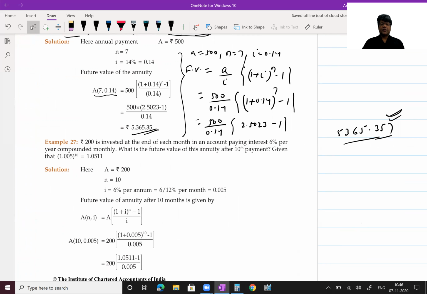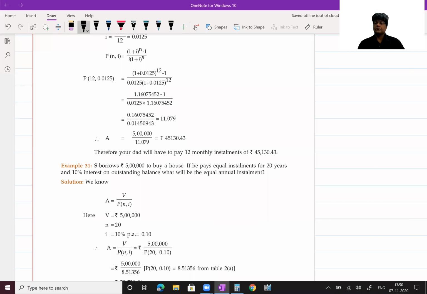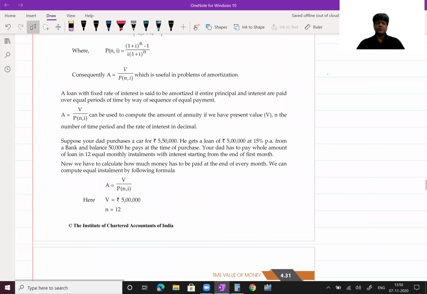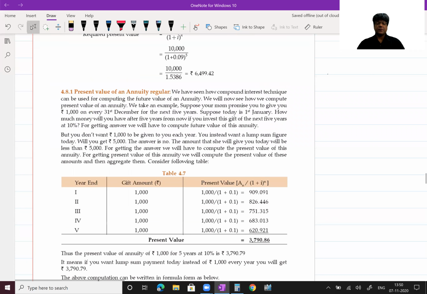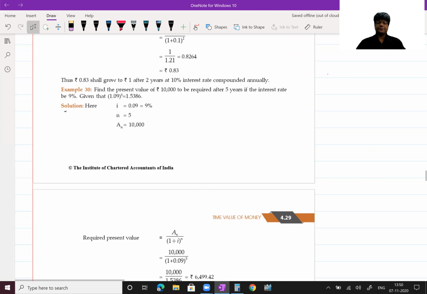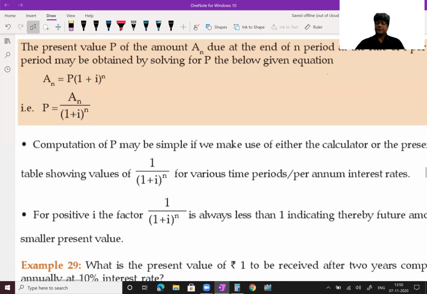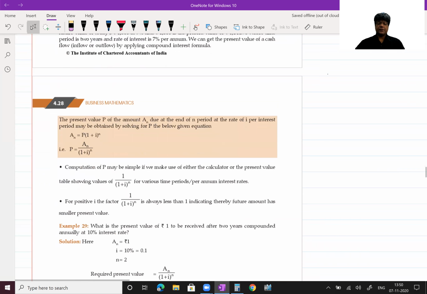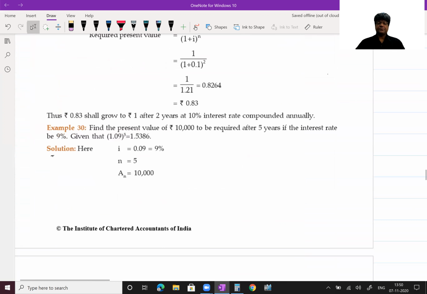Next, 200 is invested at the end of each month. See guys, here also this value is supplied. Value supplied, no tension. Simply you have to put it in. Or before going to the exercise, if you want to see some example questions, guys, like see, value supplied, future value, present value.